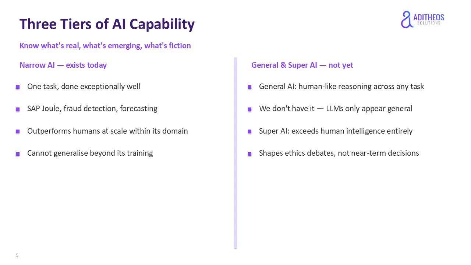Now, AI professionals and vendors often speak very loosely about what AI can do. So let's give you a precise framework. On the left, narrow AI. This is where we are today. Every AI system you actually interact with, SAP Joule, voice assistants, fraud detection, recommendation engines, is narrow AI. It does one thing exceptionally well. And within that domain, it can outperform humans consistently at scale.